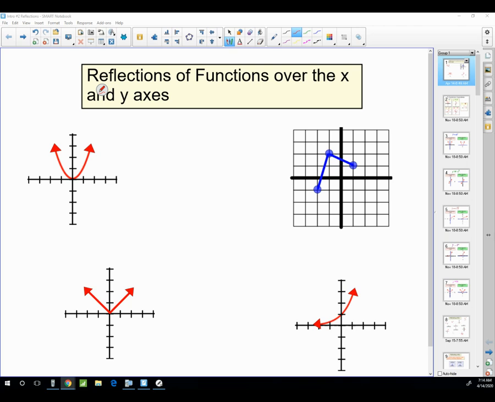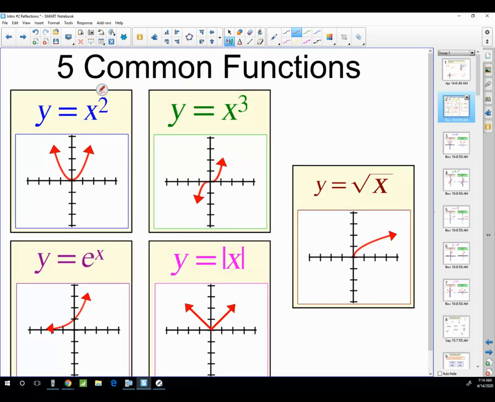We're talking about reflections of functions over the x and y axes. Now, there's some common ones like this one and some others. And then there's some uncommon ones that we'll look at. Let's get going. All right, those are the 5 common functions that we're studying.